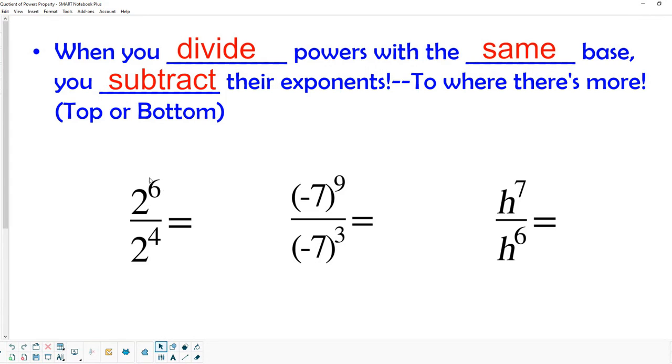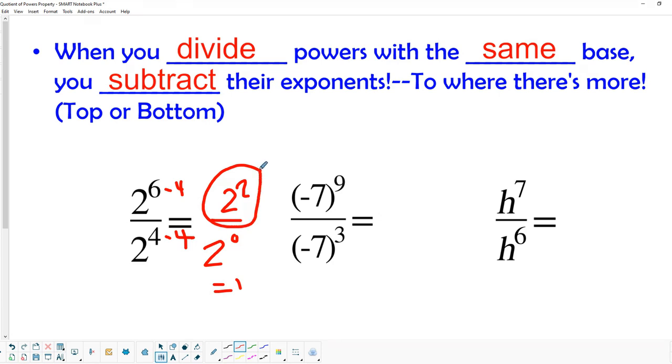For example, you got 2 to the 6th over 2 to the 4th. So in order to do this one, we're going to subtract that 4 from the top and the bottom exponent. And that'll leave us 2 to the 2nd on top and 2 to the 0 on the bottom. And we know that anything to the 0 power, or we'll soon learn that anything to the 0 power just equals 1. So our final answer is just 2 to the 2nd, which equals 4.